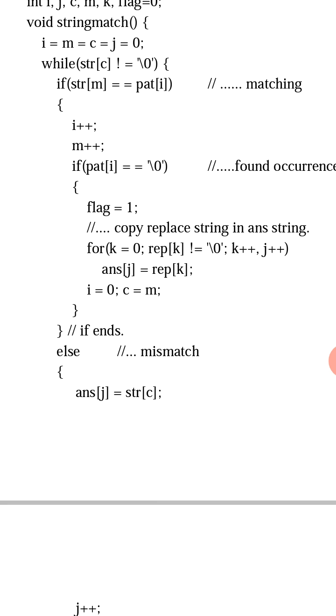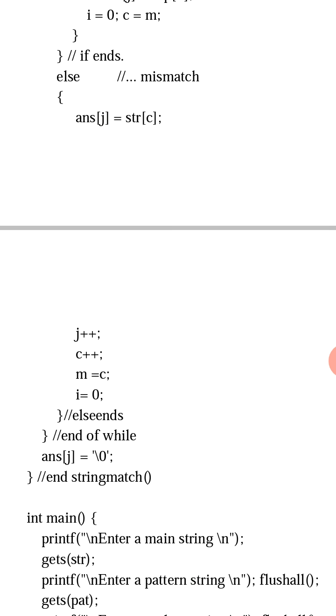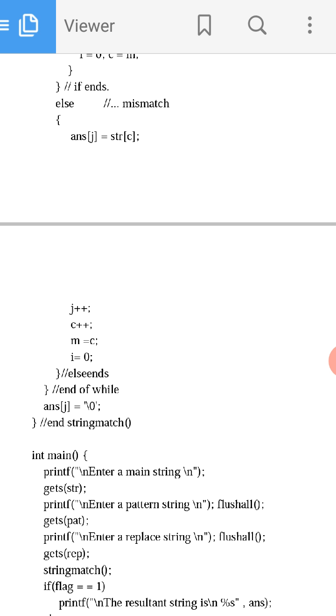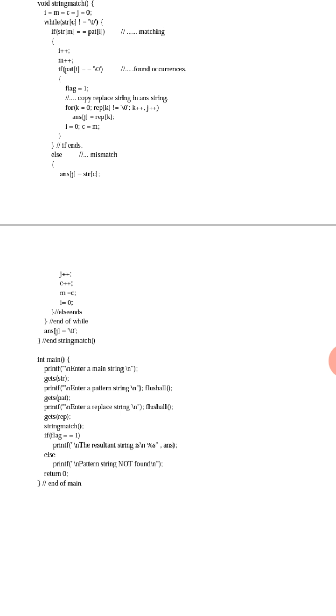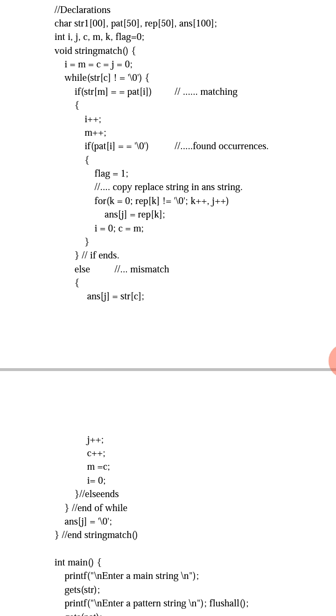Now the main string has reached /0. Hence the while loop terminates. After that we need to initialize /0 explicitly to the answer string also. Hence here I am saying answer of j equal to /0. Here this is the logic for replacing string.